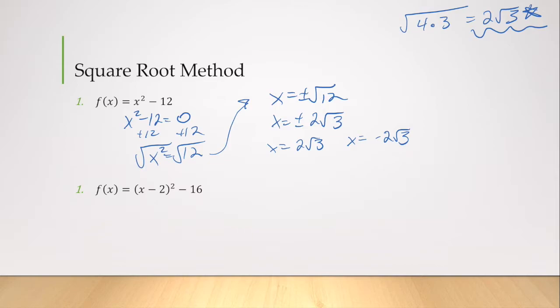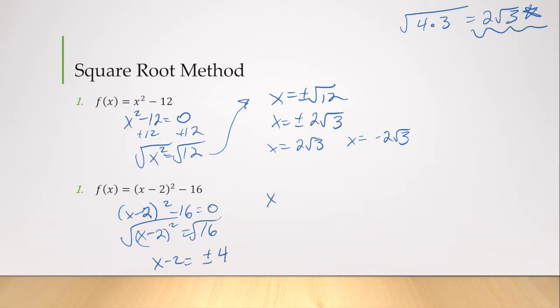For this second example, I have f of x equals x minus 2 squared minus 16. We're going to go ahead and set this equal to 0. Let's move the 16 to the other side. I'm going to go ahead and take the square root of both sides, and I can do that, right? Because I have x minus 2 squared. That gives me x minus 2 equals plus or minus 4, because the square root of 16 is 4. So I have x minus 2 is 4, and x minus 2 is negative 4.